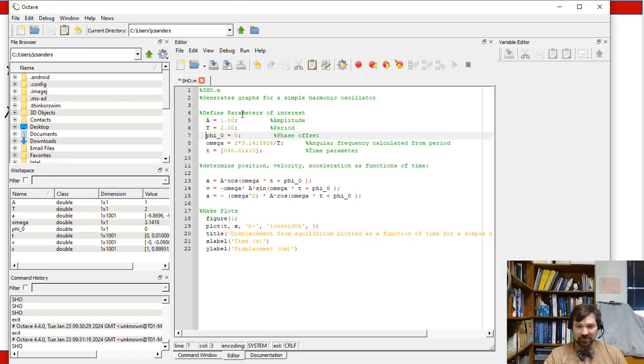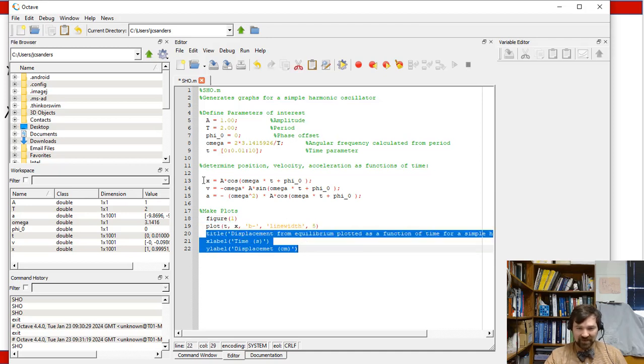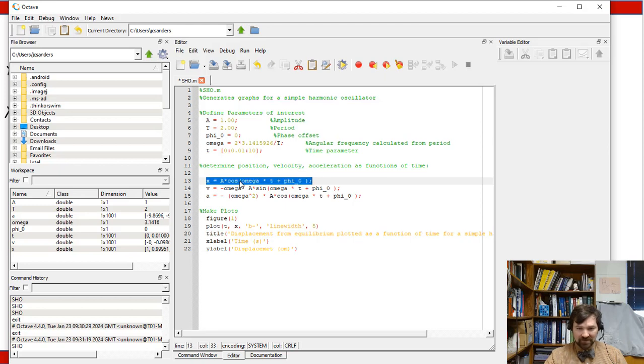Okay? And if you look at how the code is written, this right here is what I'm actually plotting. You can ignore the next two lines because here's the plot line. And then this is just telling it to put labels on the axis. So this right here is the line I'm plotting. And you can see it's A times cosine of omega, where omega is defined in terms of t. So A times cosine omega times little t, which is time, plus phi 0.